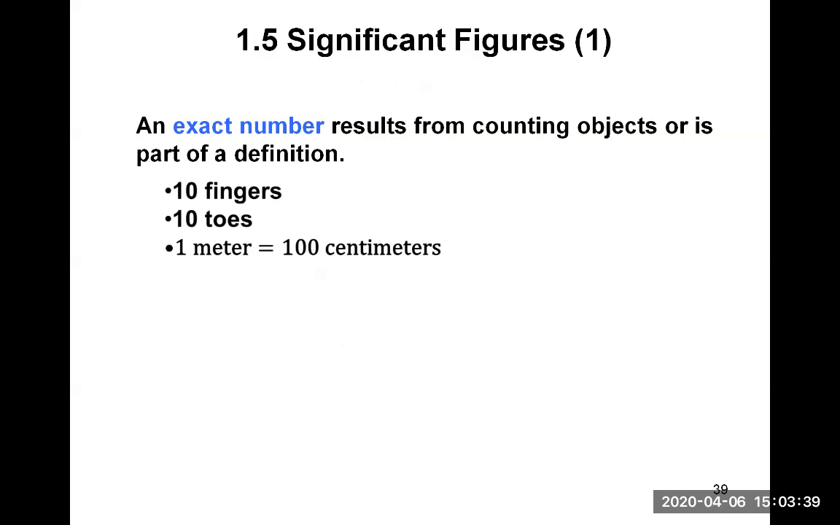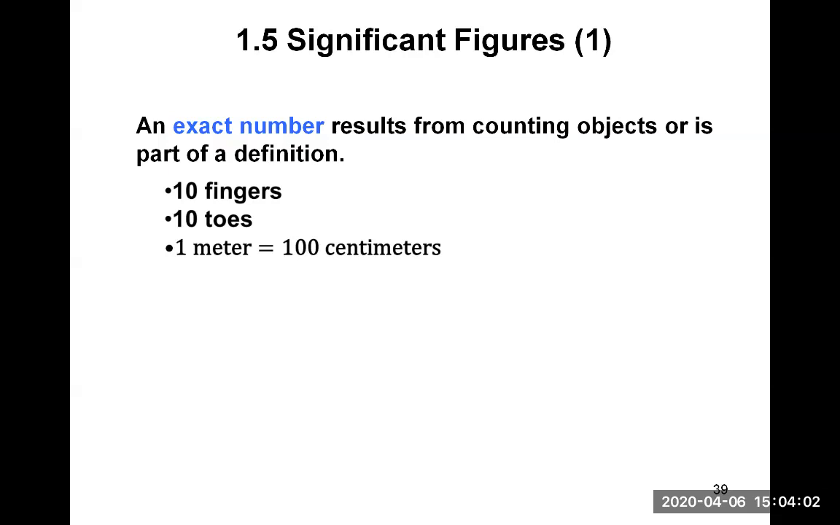For example, if you count things that you cannot divide, like fingers and toes and chairs or tables, you cannot say I have a half table or a half finger. They have to be whole. So these would lead to exact numbers. These measurements are exact numbers.